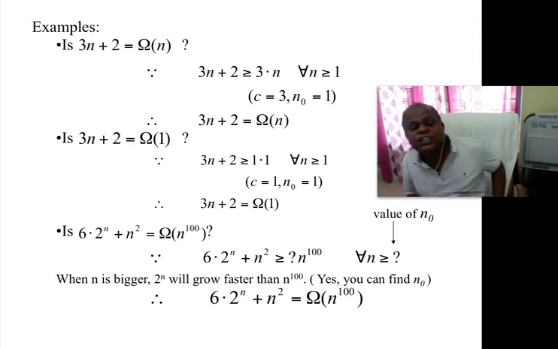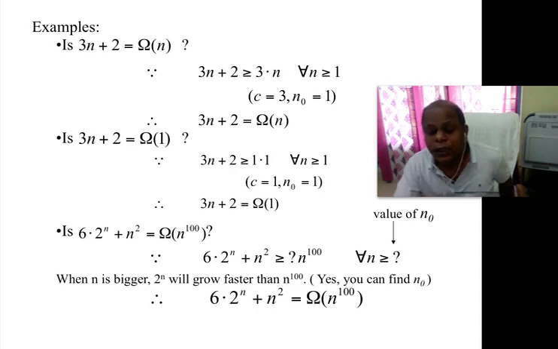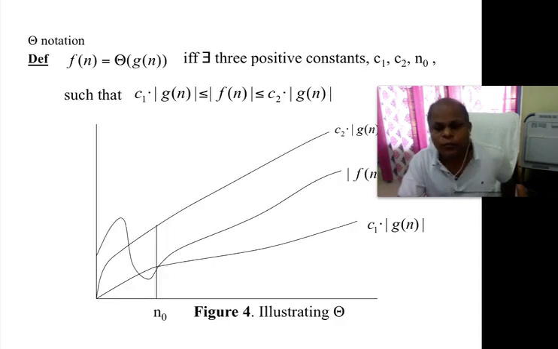you see 6 times 2 to the n plus n square is omega of n square. Okay, for that we can find also, and we can say that 6 times 2 to the n plus n square is equal to omega of n to the power 100, because n to the power 100 is a polynomial but this is an exponential. It will be a lower bound, it provides a lower bound.